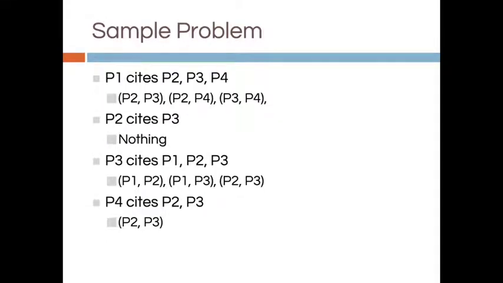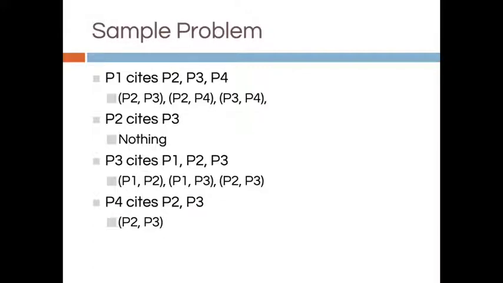So here's the problem for you to visualize. From the first bullet point, you have patent 1. That patent cites patents 2, 3, and 4. You have patent 2. That one only cites patent 3. Patent 3 cites 1, 2, and 3, and so on and so forth.